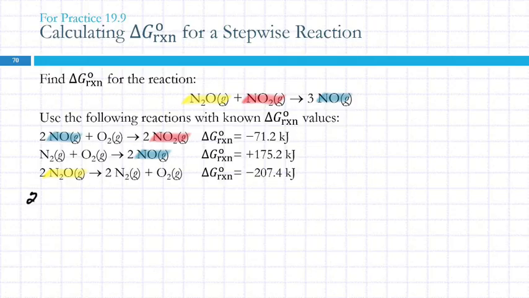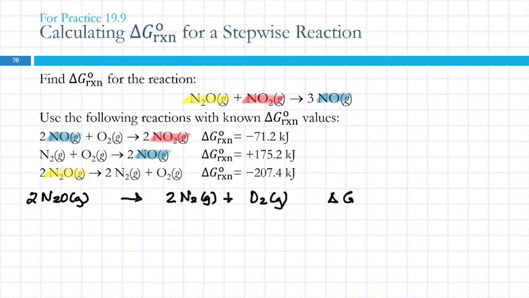So 2N2O forming 2N2 and O2, and delta G is negative 207.4 kilojoules. I'm being lazy and I'm leaving off the superscripts and the subscripts there. I took this chemical equation, I copied it down exactly the way it was, and so delta G doesn't change, it's the same.